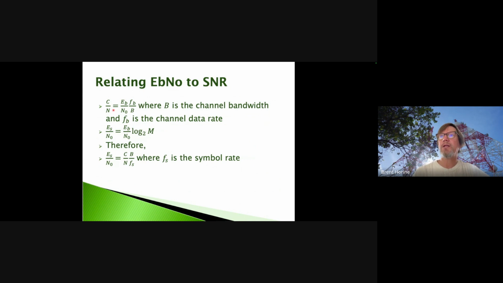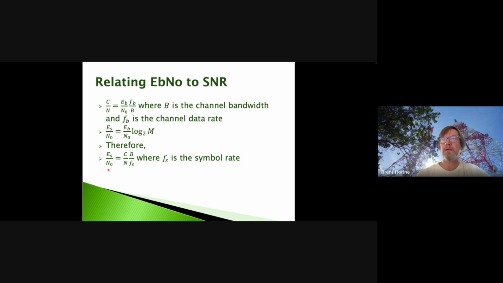All right, so here's how we're going to relate that. Our carrier to noise here is this energy per bit divided by the N0. Recall that we tend to write this as Eb/N0, but it's really a ratio, just like SNR is a ratio. The R stands for ratio, but it's implied that it's Eb divided by N0. Then we scale it, where B is the channel bandwidth and Fb is the channel data rate. Now we can relate this to the energy per symbol through the K factor, or log base 2 of M. We did that on the first exam, looking at the number of bits versus the number of symbols based upon M.